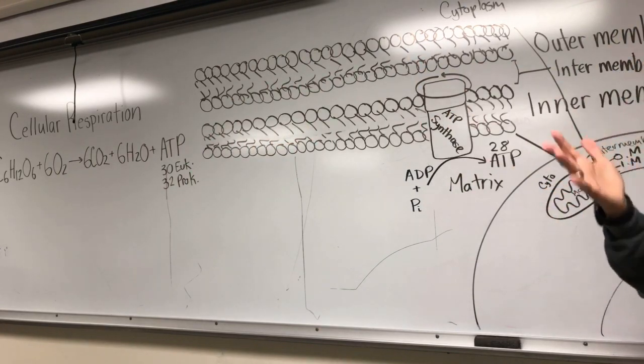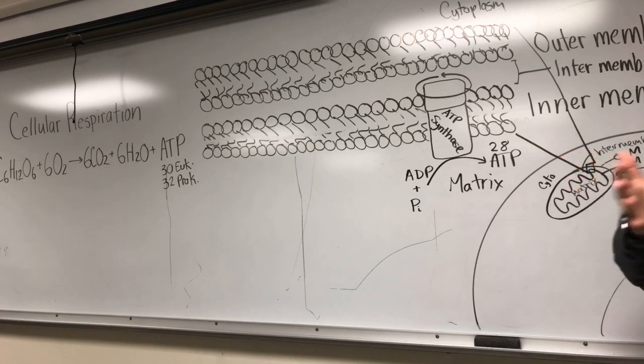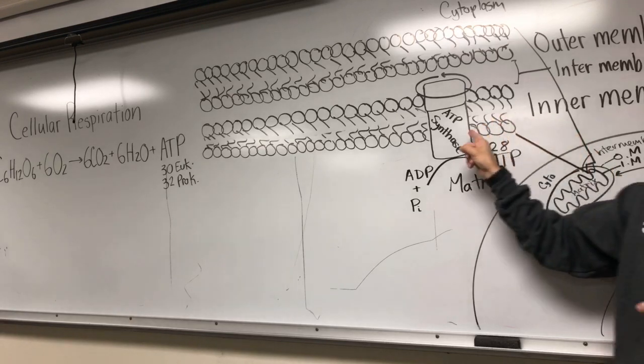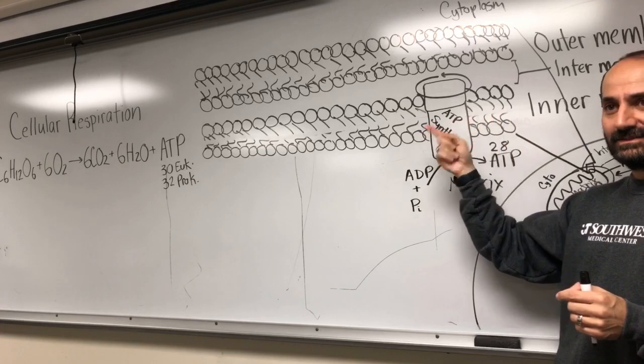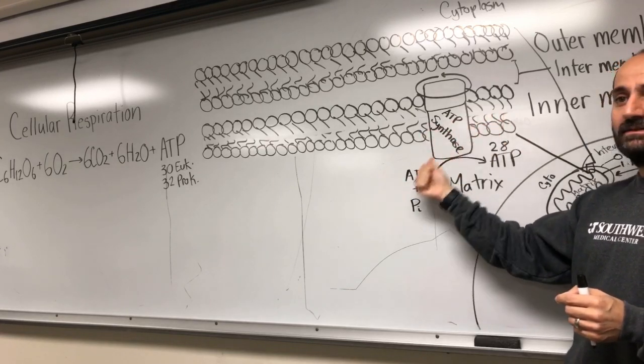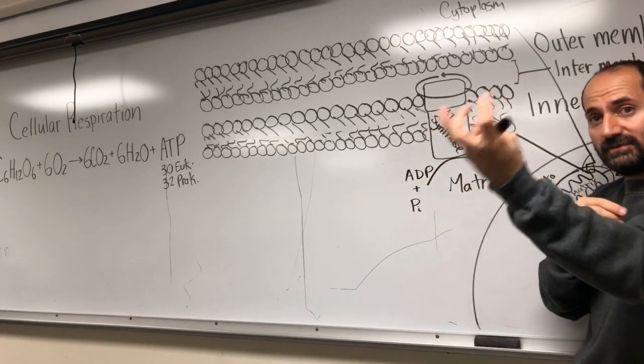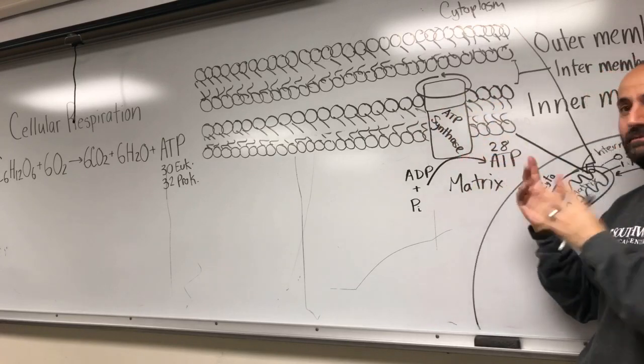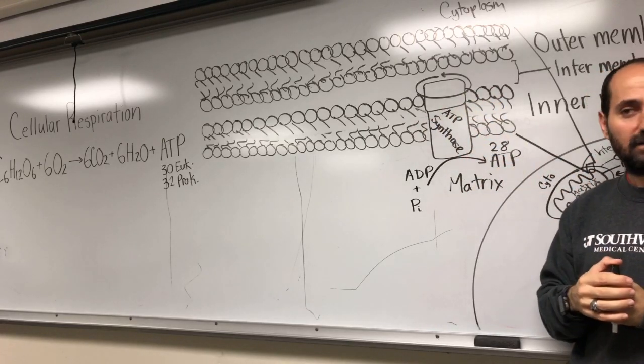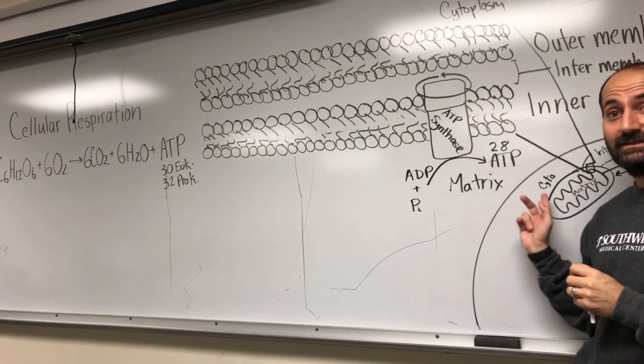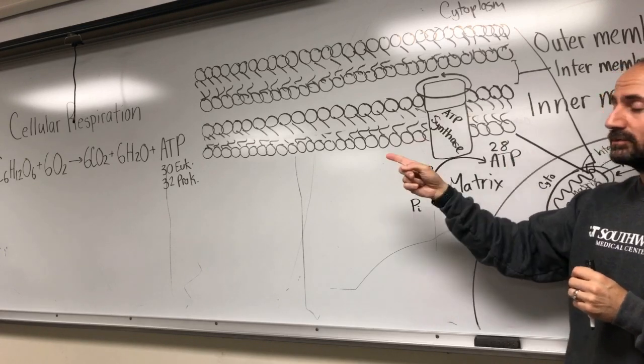So you've been hearing during grade school, mitochondria is the powerhouse, it makes ATP. Now you know why. In the inner membrane of the mitochondria is this very powerful motor. It's an enzyme that spins, called ATP synthase, and it literally puts a phosphate group on ADP to make ATP. That's what it literally does. And it makes 28 ATP per glucose this way.